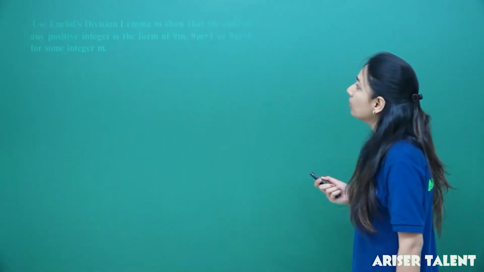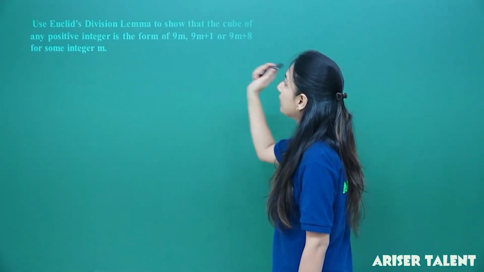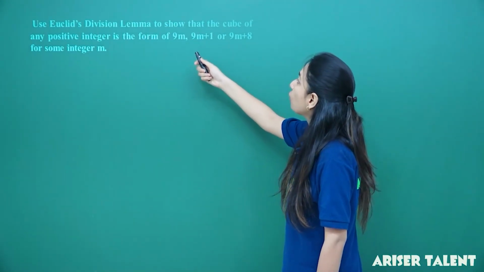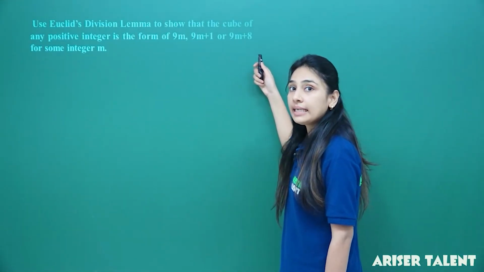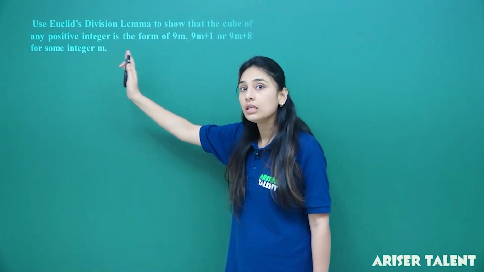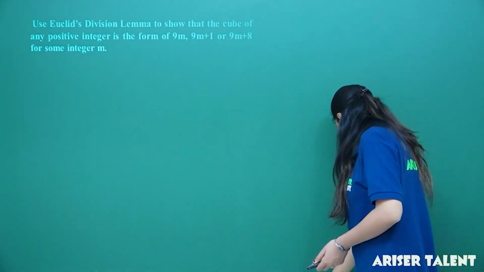Okay, so we were discussing some questions in the last session. Okay, so I've given you this one. Use Euclid's division lemma to show that the cube of any positive integer is of the form 9m, 9m plus 1 or 9m plus 8, where m is some integer. Okay, let's solve this.